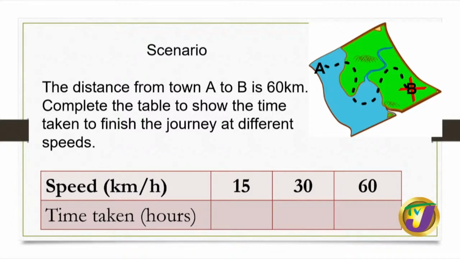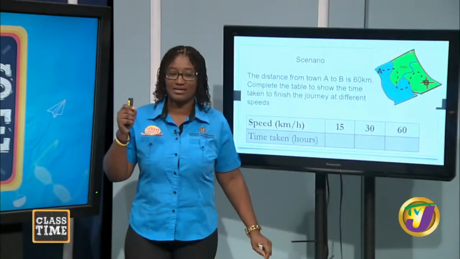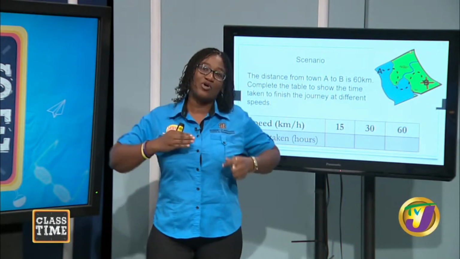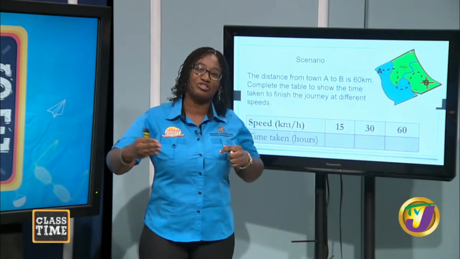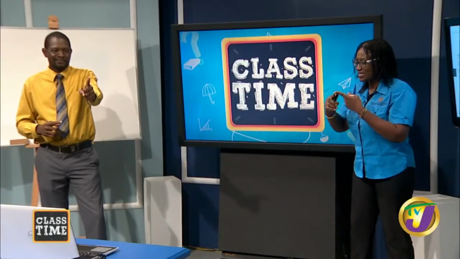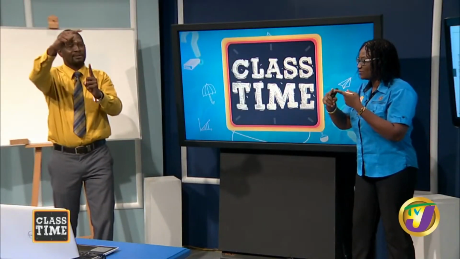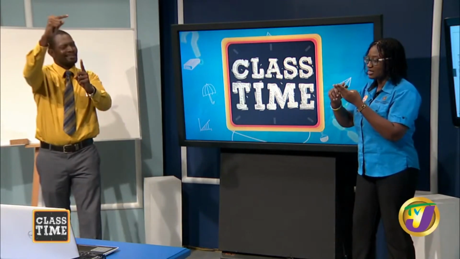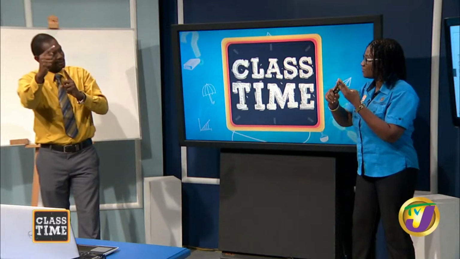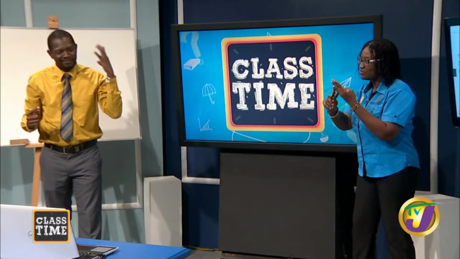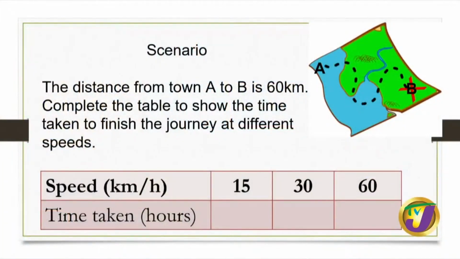I like this scenario because it's very practical. If I'm traveling 60 kilometers at 15 kilometers per hour, the first hour is 15 kilometers, the second hour another 15, that's 30. Third hour, another 15, 45. And the last hour, 15 more, 60. That sounds like 4 hours. You're correct.